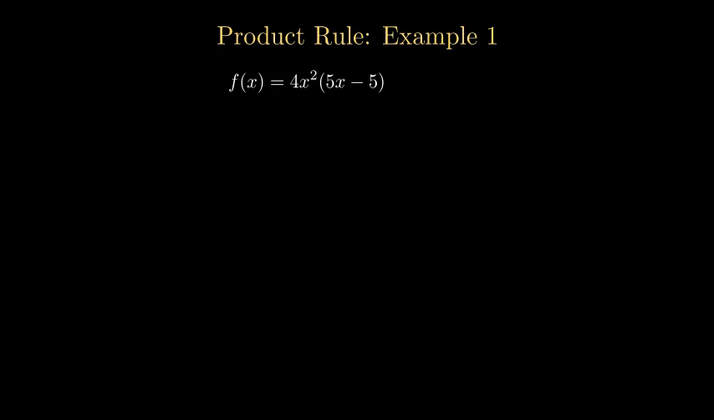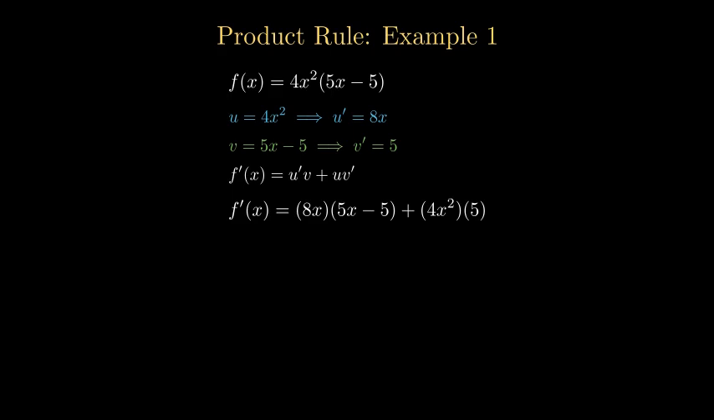Let's solve f of x equals 4x squared times the quantity 5x minus 5. Let u equal 4x squared, so u prime is 8x. Let v equal 5x minus 5, so v prime is 5. Applying the product rule formula, we get 8x times the quantity 5x minus 5, plus 4x squared times 5. Distributing the terms gives 40x squared minus 40x, plus 20x squared. Combining like terms, our final derivative is 60x squared minus 40x.